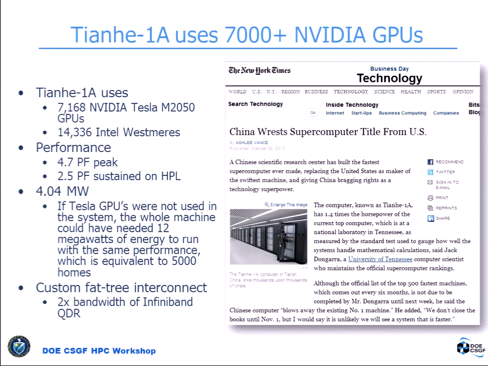We could have done that with many other technologies, but the catch is that they fit all that in about 4 megawatts. And if you look at facilities that are available today, 4 megawatts is substantial in terms of the heating and the power that you need to bring into a building to be able to run a system of that scale. In fact, they estimate that if they didn't use GPUs to get the same capability, they would have needed almost 12 megawatts to get the same performance on LINPACK.